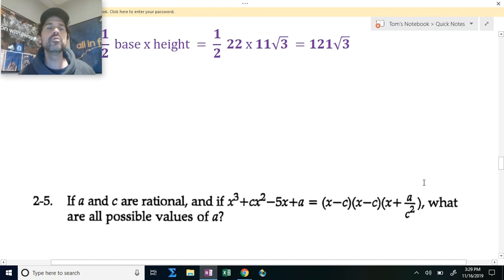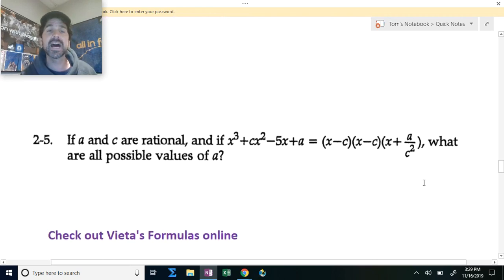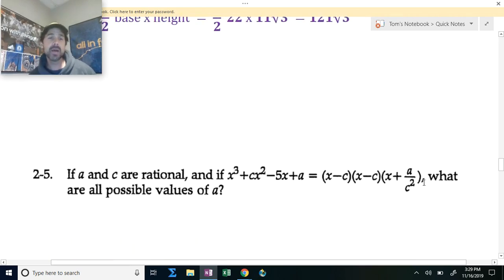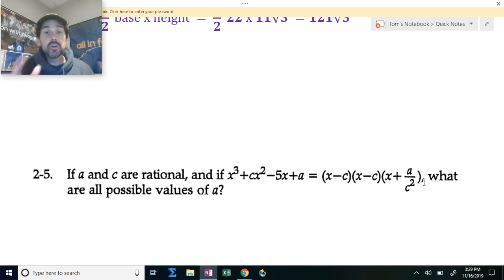And we are moving on to problem number 5. All right. So in this problem, you're given a cubic, and you're also given it in factored form with these variables c and a thrown in there, and you want to find out all possible values of a.